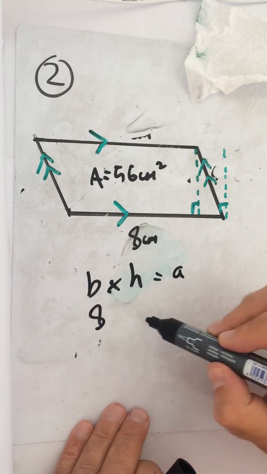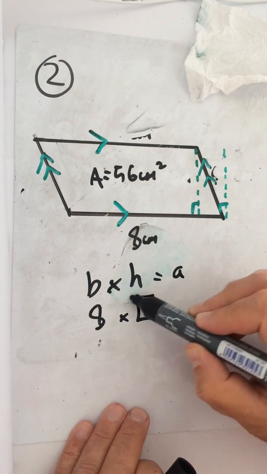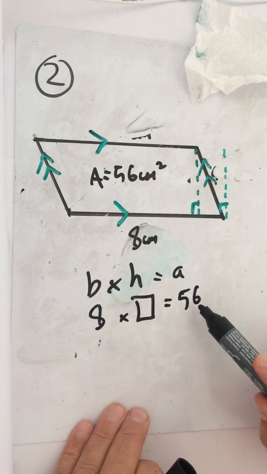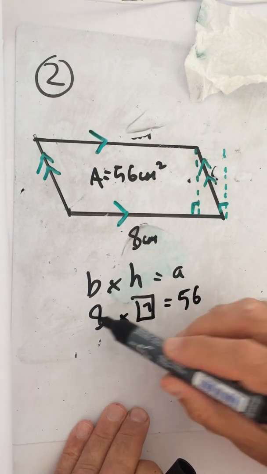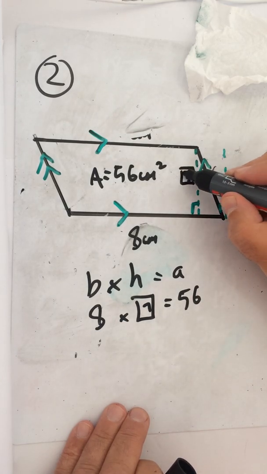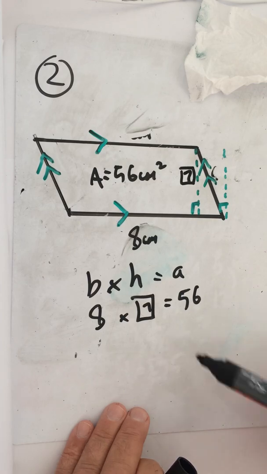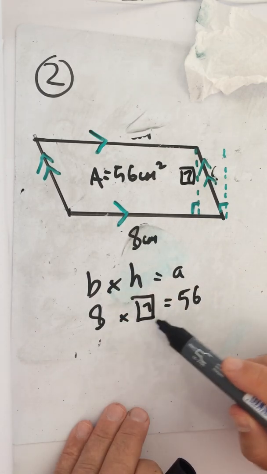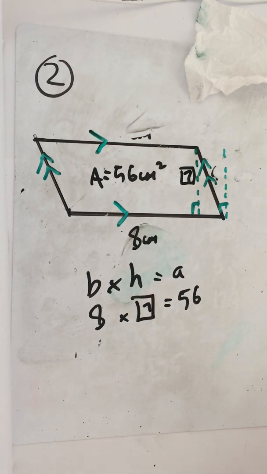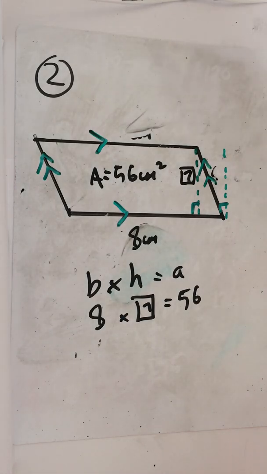So the base is 8, we don't know the height, and the area is 56. So you're really saying how many 8s go into 56? 7, isn't it? 7 times 8 is 56. So sometimes you will be asked to find the missing one, and it would be 7, okay. But you can use your formula to help you there, basically doing the area divided by the side you've got, okay.